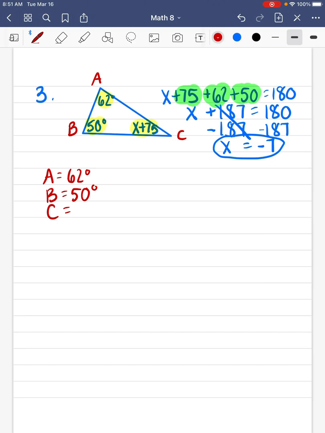So we need to take the value that we got for x, which is negative 7, and add 75 to it to get our answer. So negative 7 plus 75 is 68. So angle C is going to be 68 degrees.